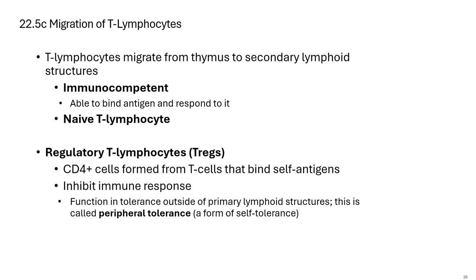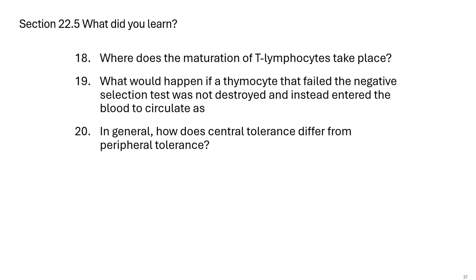There are also cells called regulatory T cells, and these are CD4 cells formed from T cells that bind self-antigens, and these are going to inhibit immune responses to some degree in something called peripheral tolerance. So function and tolerance outside of the primary lymphoid structures is called peripheral tolerance, a form of self-tolerance. So again, helping to prevent those autoimmune types of responses, okay?